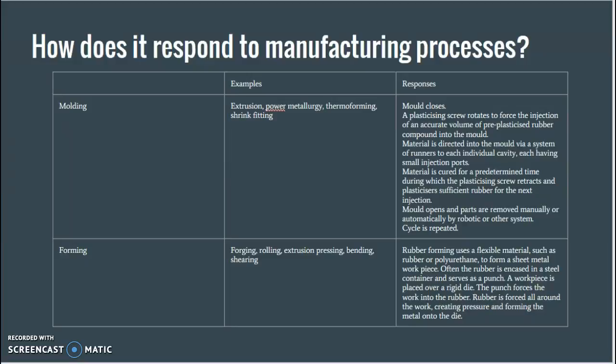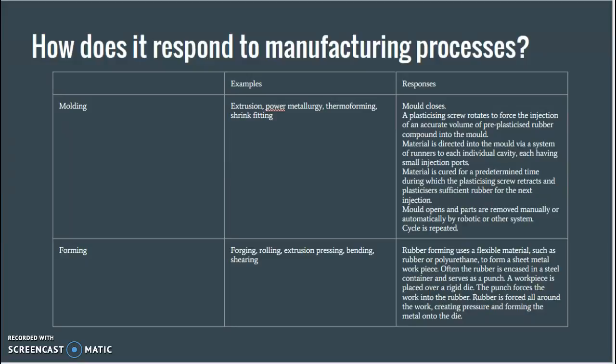The mold closes, and a plasticizing screw rotates to force the injection of an accurate volume of pre-plasticized rubber compound into the mold. Material is directed into the mold via a system of runners to each individual cavity, each having small injection ports. Material is cured for a predetermined time, during which the plasticizing screw retracts and plasticizes sufficient rubber for the next injection. The mold opens and parts are removed manually or automatically by robotic or other systems. This cycle is then repeated.